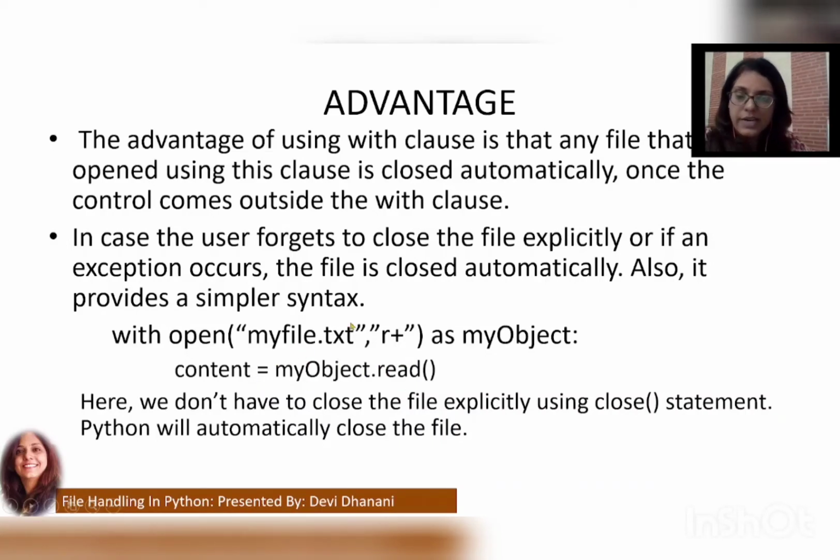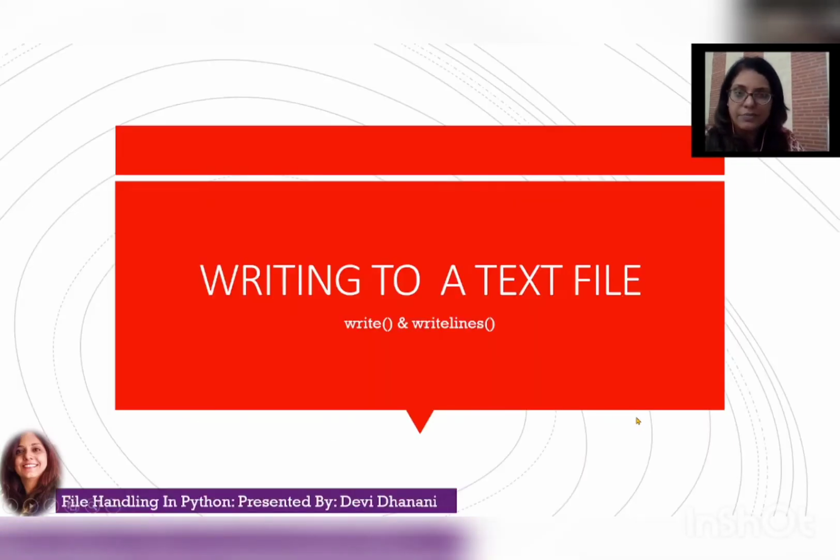Right, now what is the advantage of using the with clause? The first and foremost is that when you use the with clause, the file gets closed automatically. Once the control comes outside the with clause, we do not have to explicitly specify the close statement. So far we have not specified it, but now we will start specifying the close method as well.